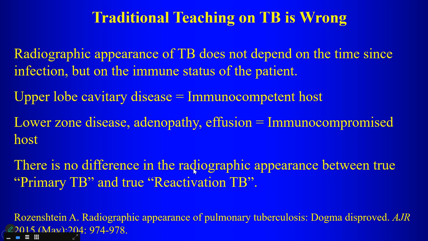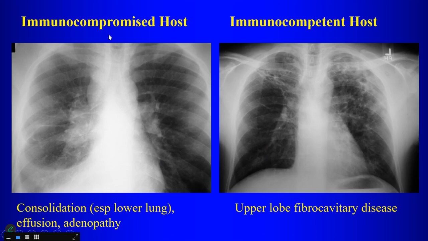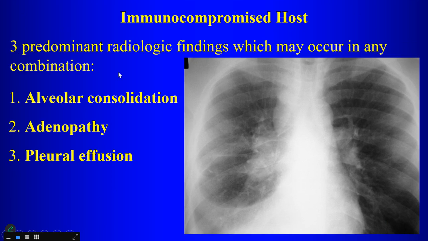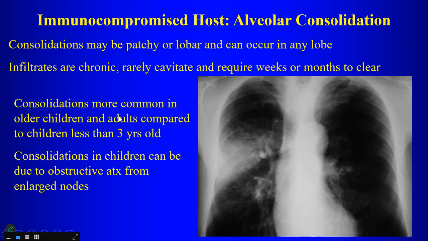The patterns that we see reflect the host's immune status. So immunocompromised hosts more likely to present with lymphadenopathy, immunocompetent hosts more likely to have upper lobe fibrocavitary disease, again, regardless of when the infection occurred. So three predominant radiologic findings, which may occur in any combination for immunocompromised patients: consolidations, adenopathy, pleural effusion, any of those three, any combination of those three.